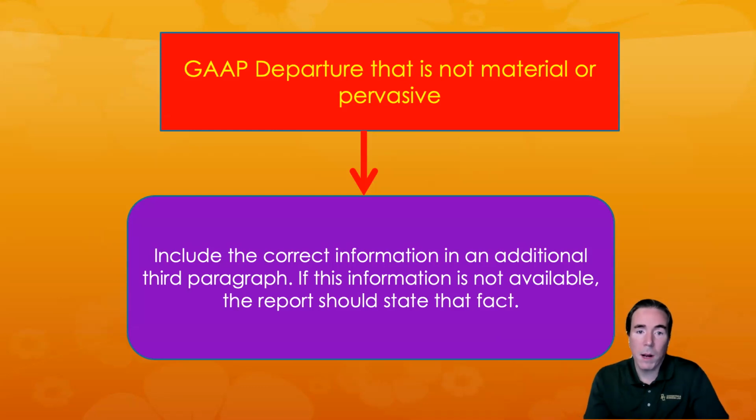And so now the scenario where it's a GAAP departure that is not material or pervasive. So we want to include the paragraph in the third paragraph if this information is not available. The reader should state the fact.